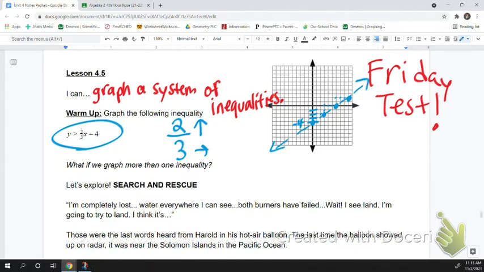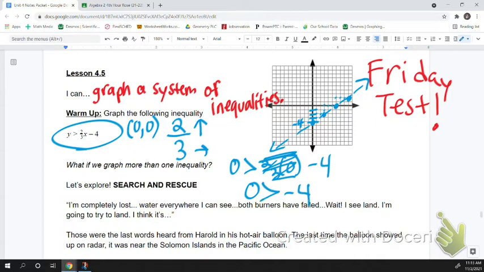How do I know where to shade? Test a point. Which point do you want to test? 0, 0. I'm going to plug in 0 for y, 0 for x. 0 times anything. Is 0 greater than -4? Is that a true statement? Yes. Yes, so I'm going to shade where the origin would be. That's a quick reminder of graphing inequalities.